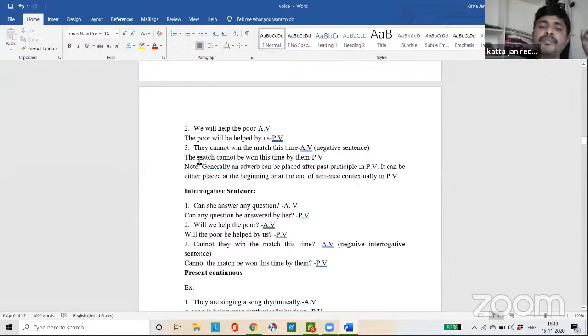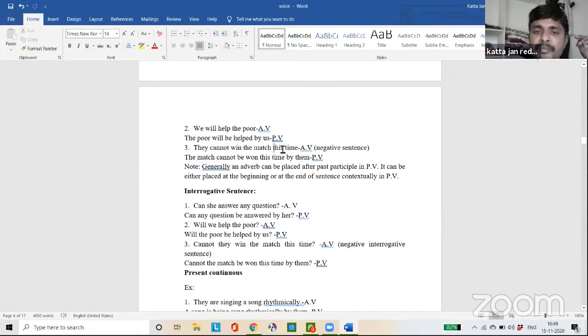Okay. I just asked you to check whether you are truly following or not. The match cannot be, right? Cannot is there. Extra be is used. Win becomes won. Now I used this time after the V3 instead of by. See, this is somehow different from the above kind of exercises. Okay, why?